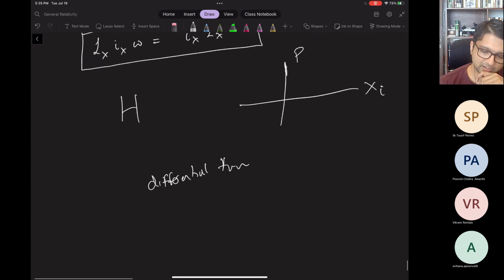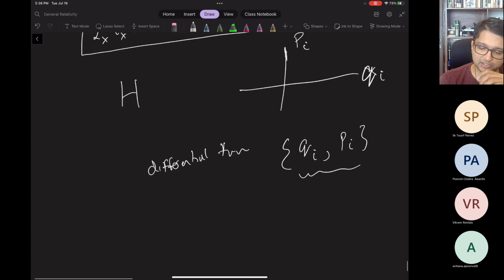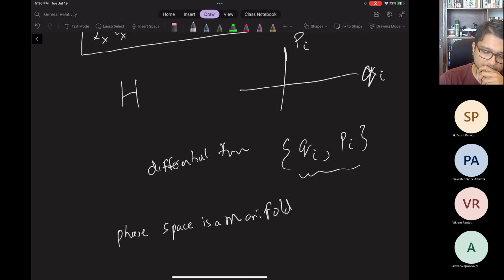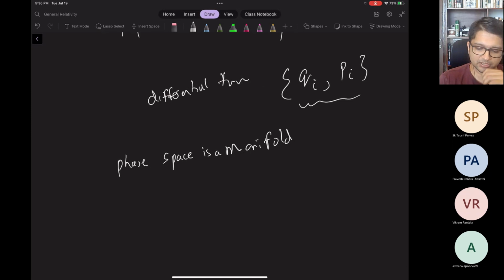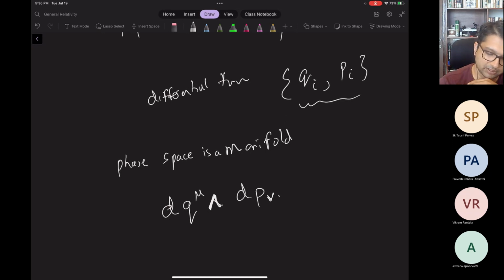If I have a complicated phase space with q_i, p_i as different coordinate variables, this entire space is described by coordinates q_i's and p_i's. So the configuration space is a manifold, and the phase space is a manifold. You can argue a couple of things. One is you define a form like this, dq wedge dp. You define what is called a symplectic 2-form.